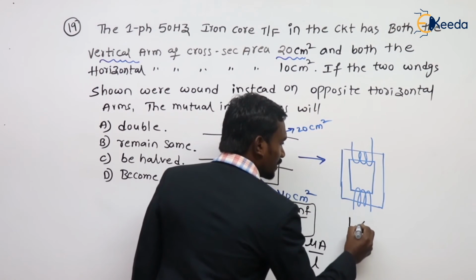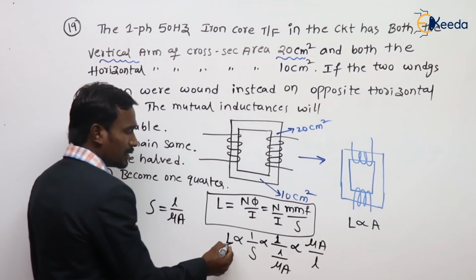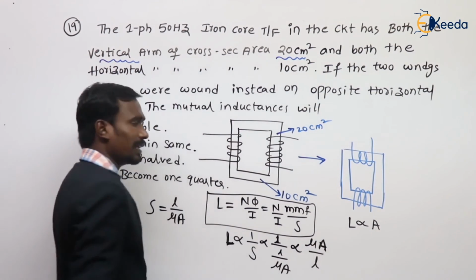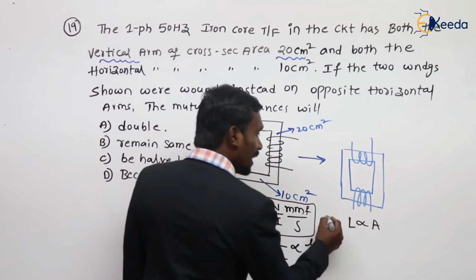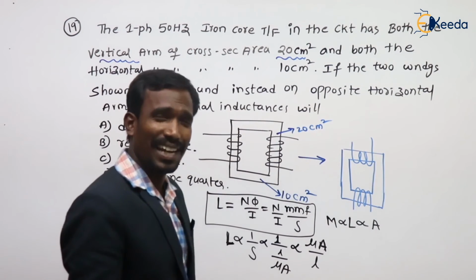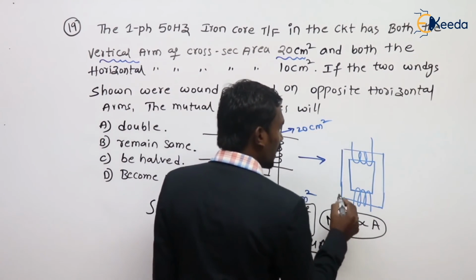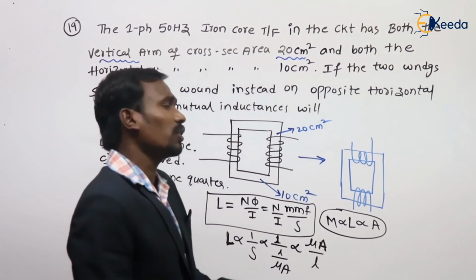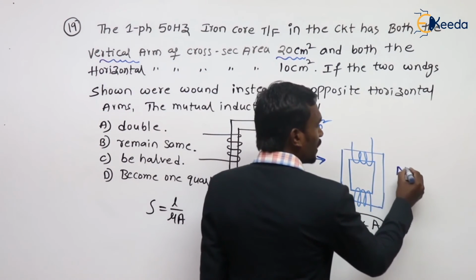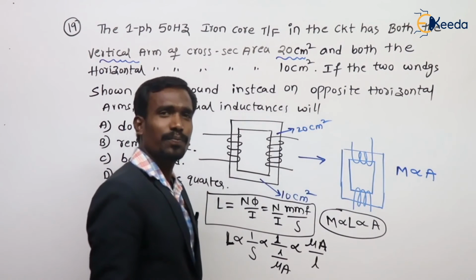The inductance is directly proportional to area, as well as mutual inductance is also directly proportional to area. So finally, mutual inductance is directly proportional to cross-sectional area.